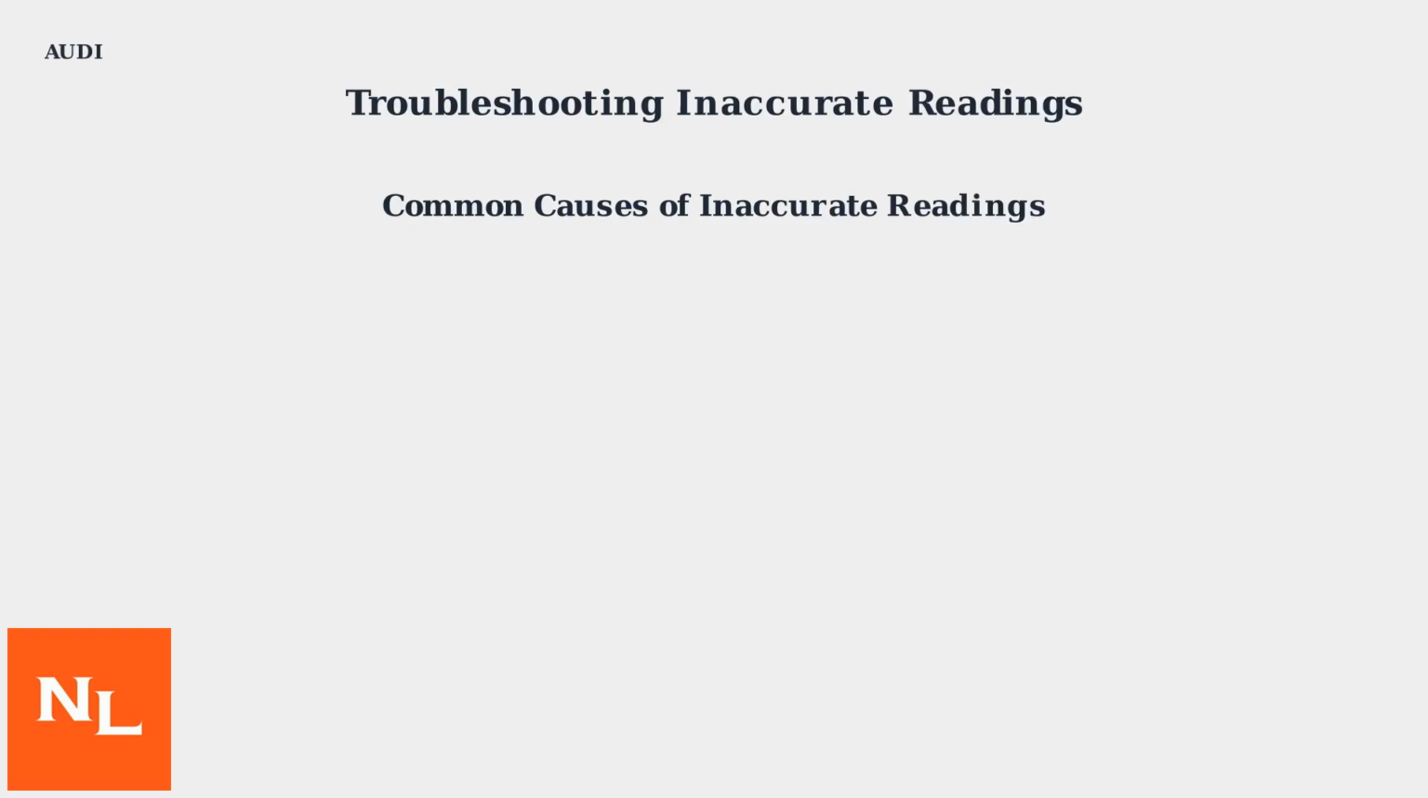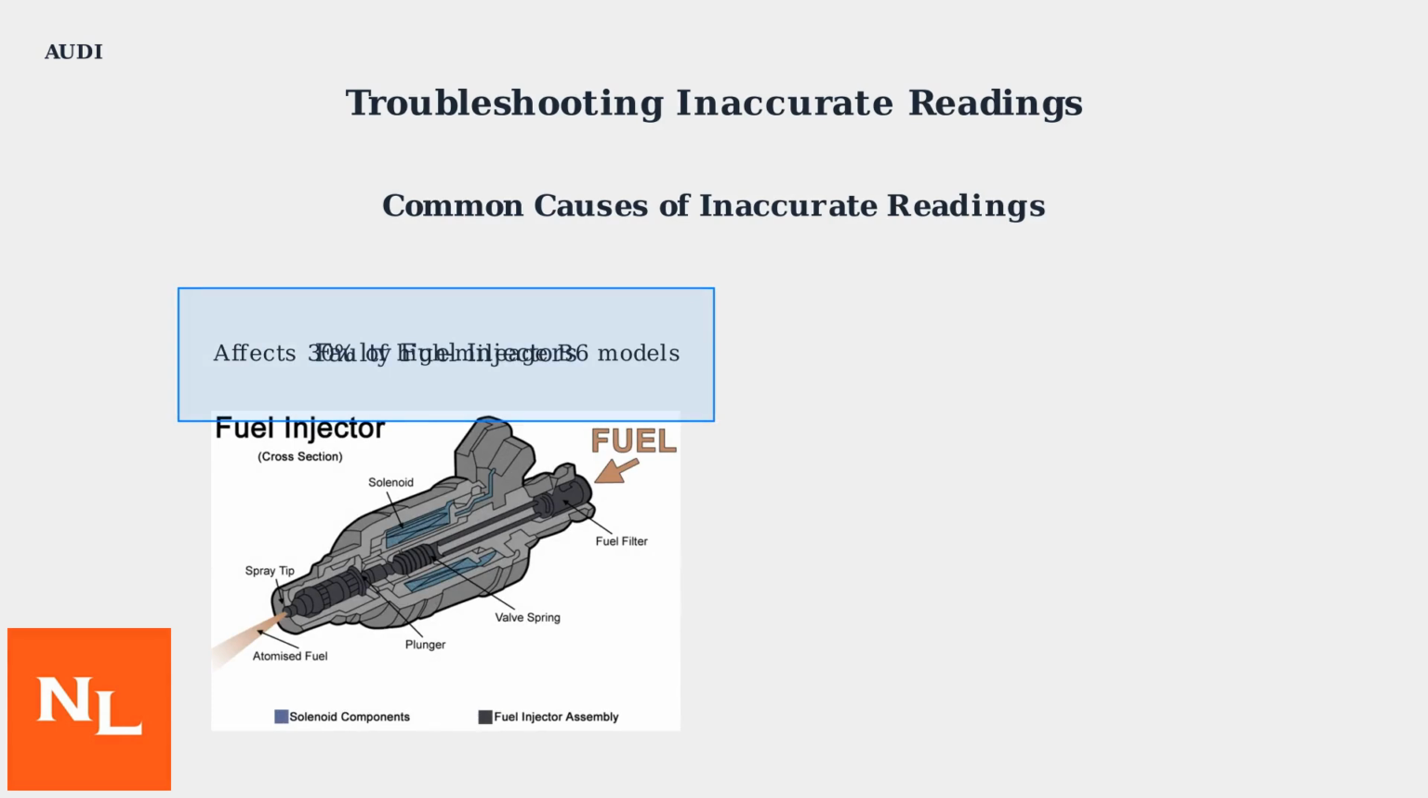driving. If your average fuel consumption readings on the Audi A4 B6 seem consistently inaccurate, several factors could be at play. Common causes include faulty fuel injectors, incorrect sensor calibration, or software glitches, particularly in early model years. Faulty fuel injectors are a leading cause, affecting up to 30% of high-mileage B6 models. When injectors clog or fail, they deliver incorrect fuel amounts, leading to inaccurate consumption readings.